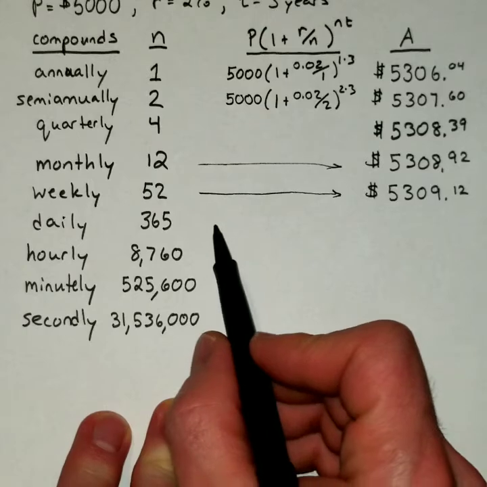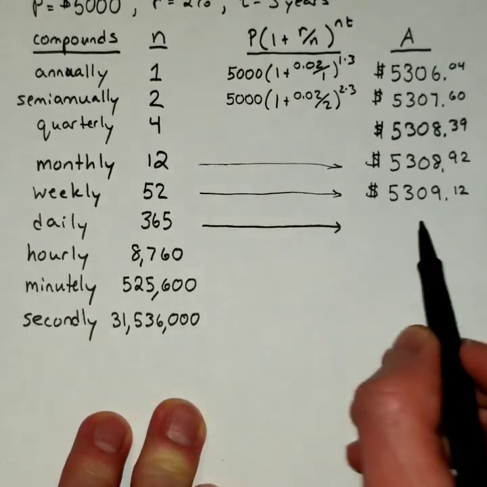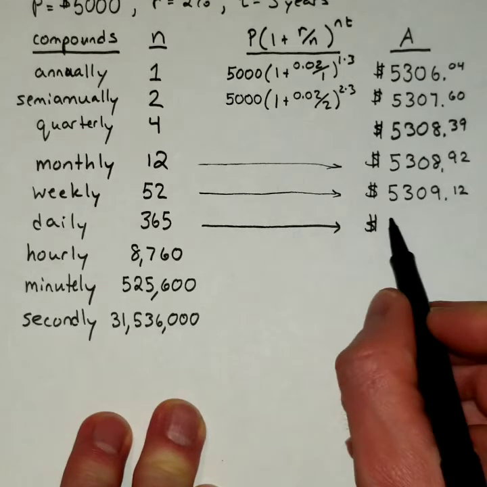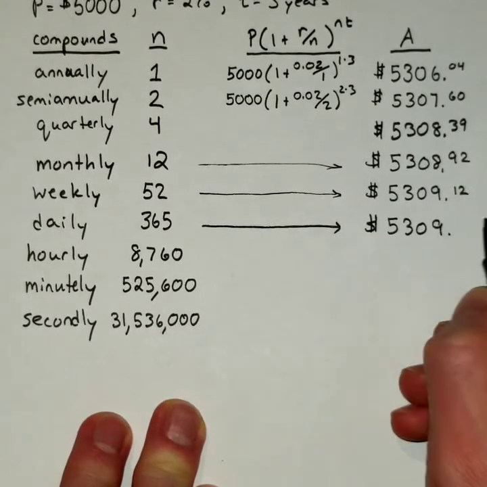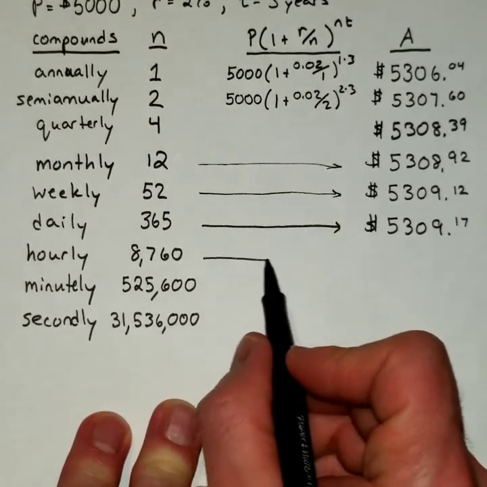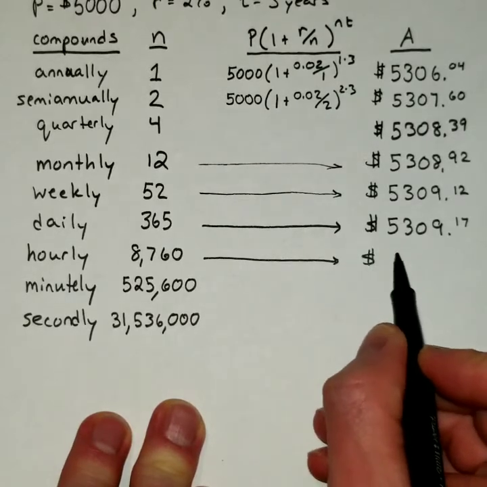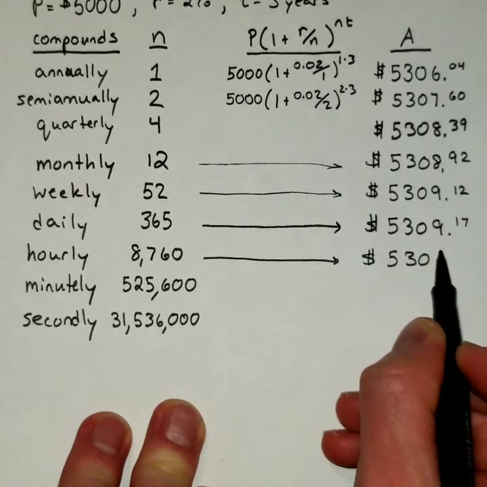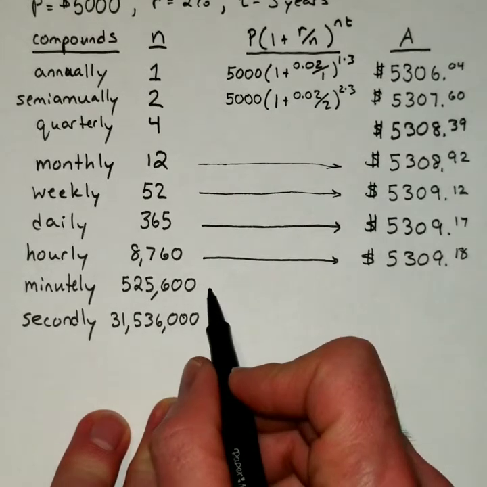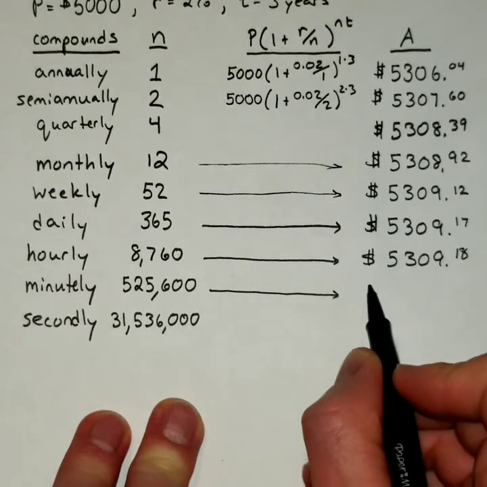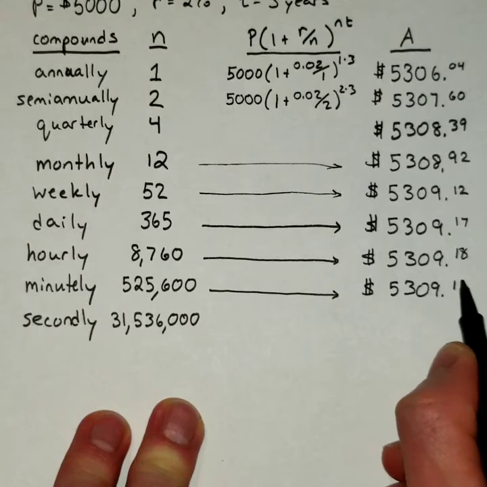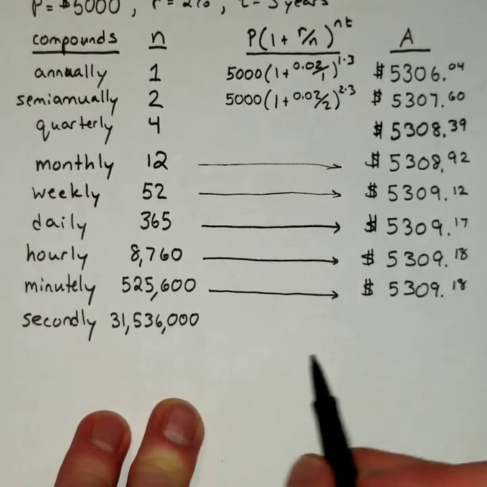And then you've got the daily value, which would be $5,309.17. The hourly value, which is $5,309.18. And when you round these off to the nearest penny, what you'll find is at this point they round to the same thing every time.